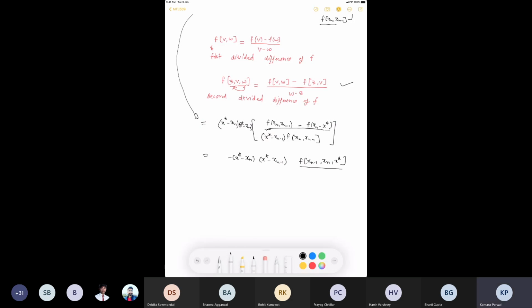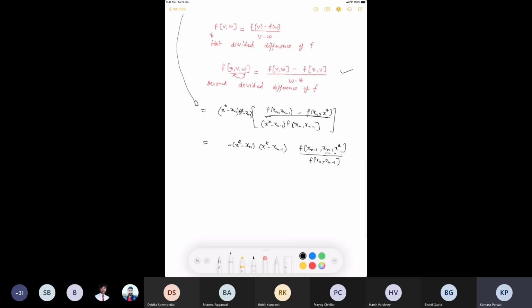Okay, divided by... so I've just taken the minus sign outside because I needed it. If I take the minus sign out, I will have this as a first term minus this, which is nothing but f[xn, x star] minus f[xn, xn minus 1] divided by x star minus xn minus 1. Okay, so that's how I've taken this minus sign outside. Now we have got this relation.